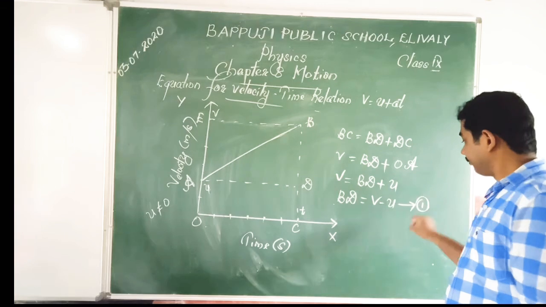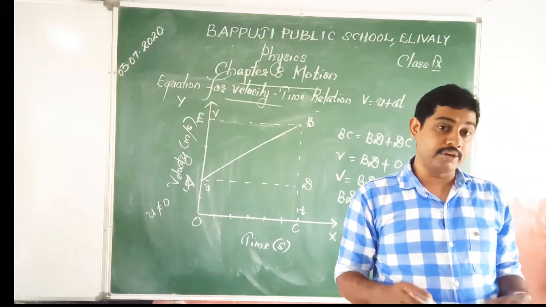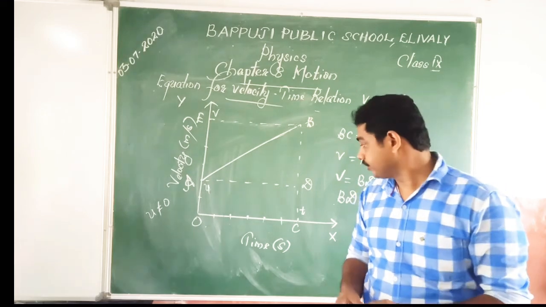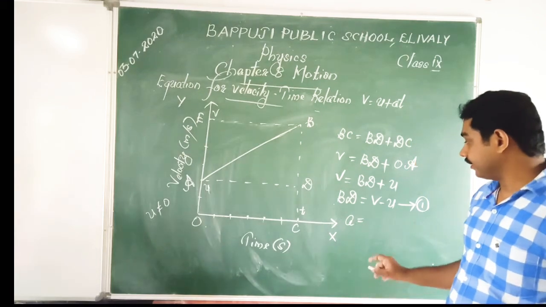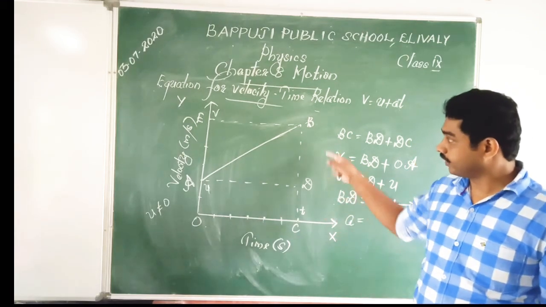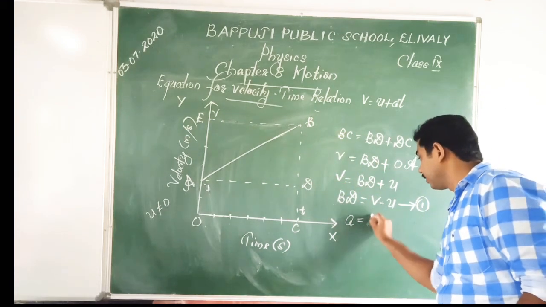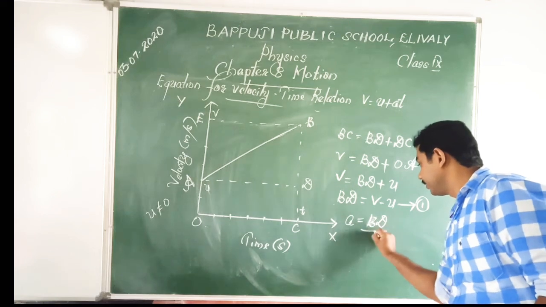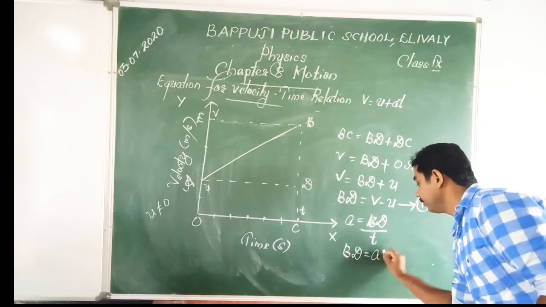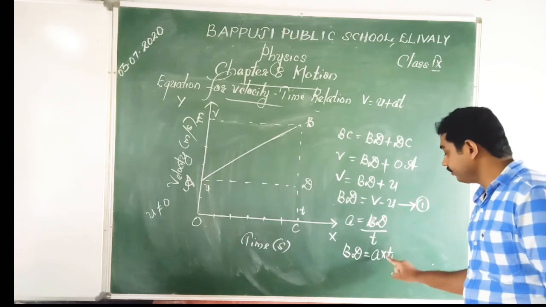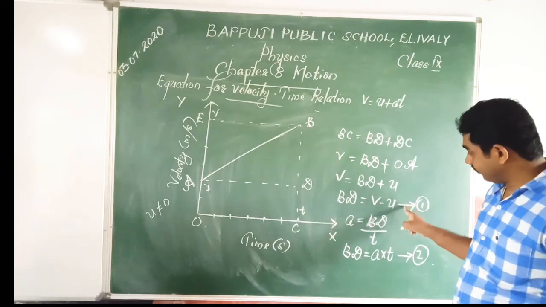Then we have studied acceleration. Acceleration means rate of change of velocity, change in velocity upon time taken. Acceleration is denoted by small letter a: change in velocity divided by time taken. Here BD is the change in velocity. Equation number 2. Here BD is equal to v minus u.